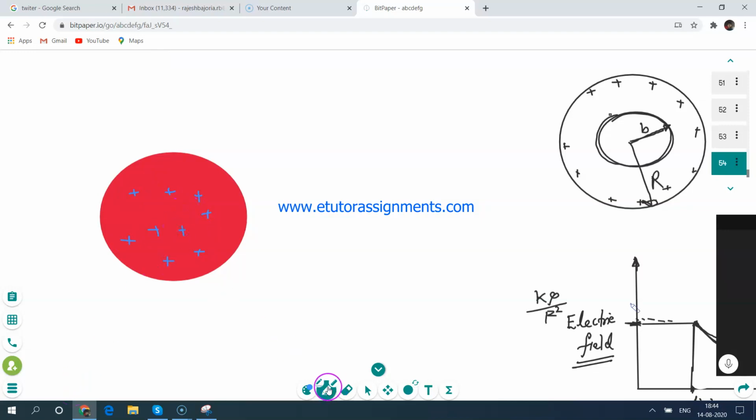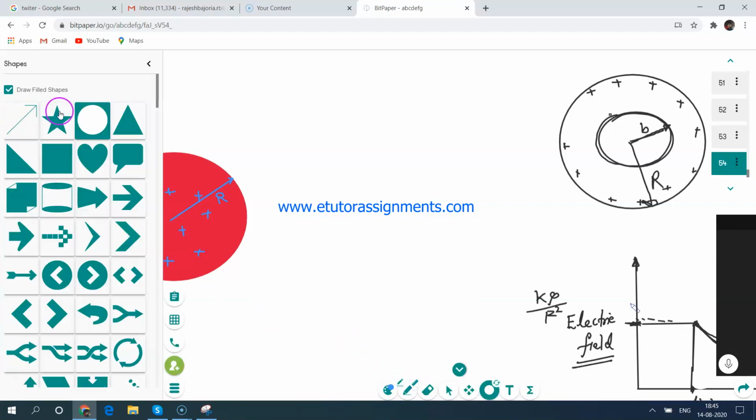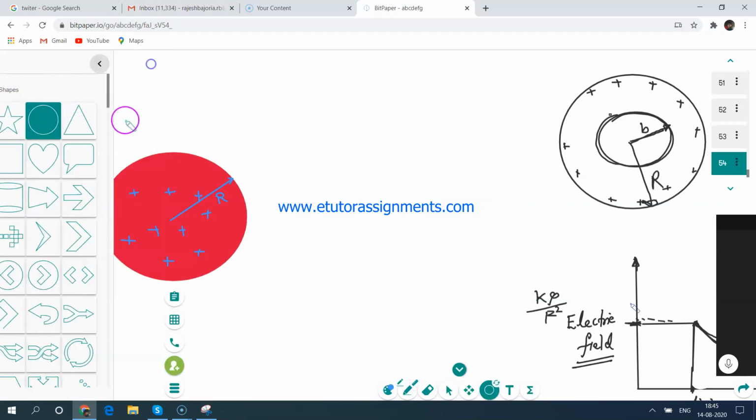Let us say this radius is r, and this radius is capital R. I want the electric field at some point inside the sphere. I mean, it's going to be the same electric field everywhere, no? No, listen to the question. You have not understood. Please listen to the complete question, then you tell me.